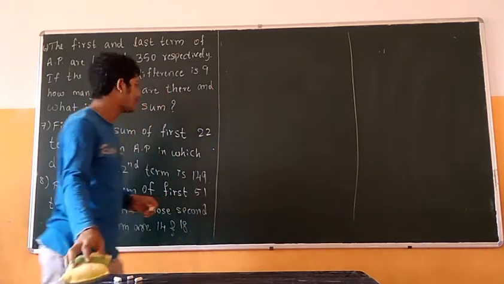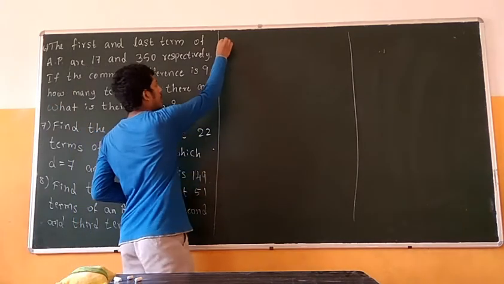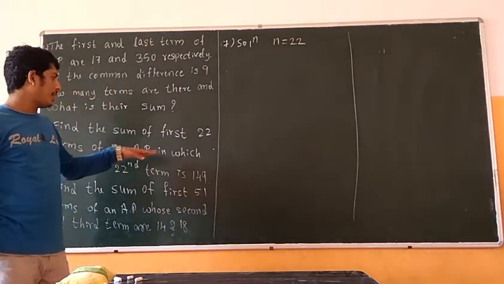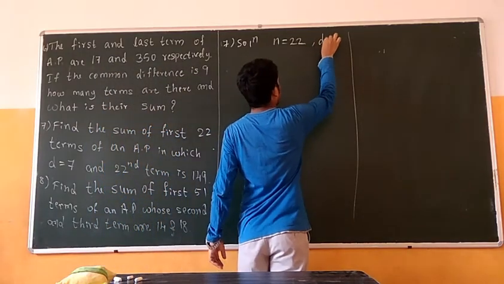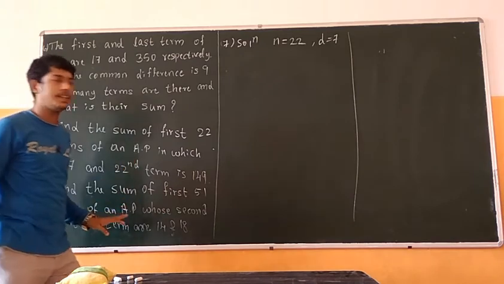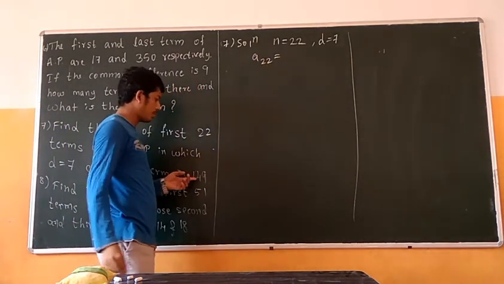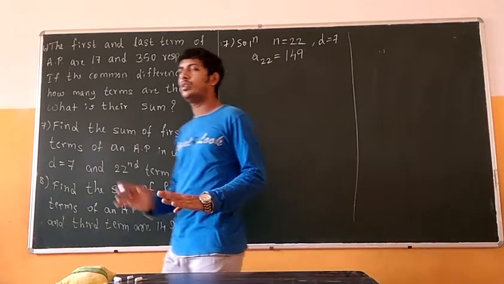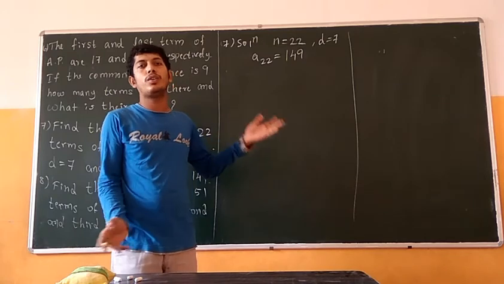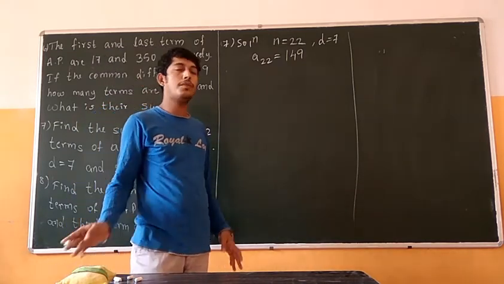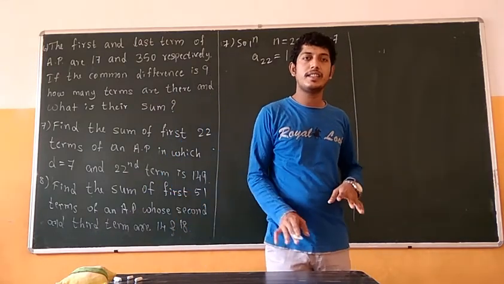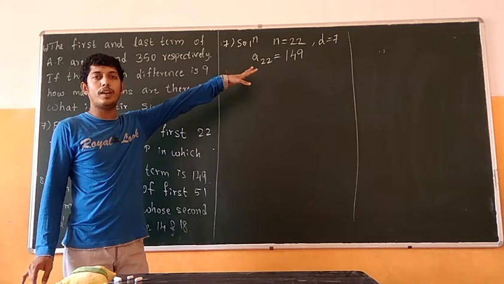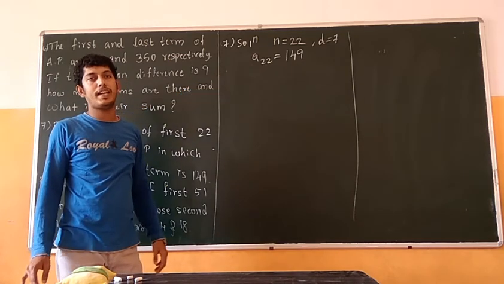Okay, so what is the given data? We will write this. Find the sum of first 22 terms, that means N is equal to 22, of an AP in which D is equal to 7, and the 22nd term, that means A22, is equal to 149. Now the formula is Sn is equal to N by 2 into A plus An, but here the value of A is unknown. So we have to find the value of A. If you use N by 2 into 2A plus N minus 1 into D, in that case also we have to find the value of A. Therefore, first we have to find the value of A, using the formula an is equal to a plus n minus 1 into d.